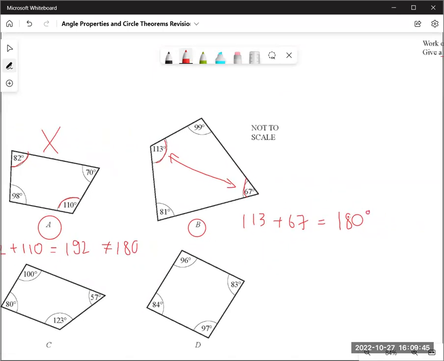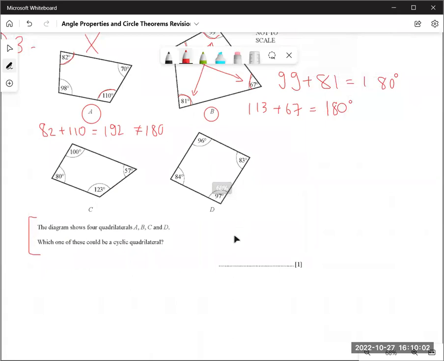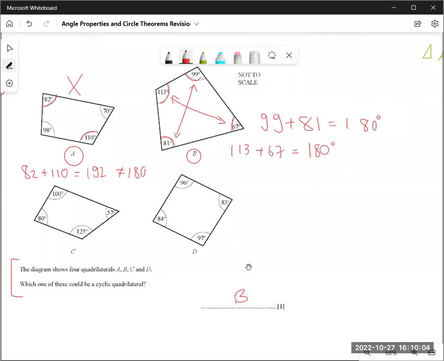Is that clear? Yeah. We'll also try this and this just to be sure. But you don't really have to. You just have to check one. But we'll check one more just to prove my point. And it is equal to 180. Therefore, the correct option is C. So I don't have to check D because I already got my answer. Any questions?